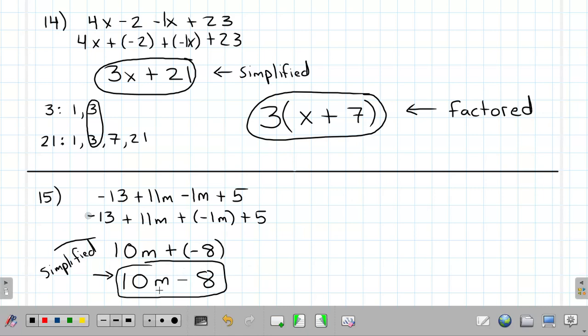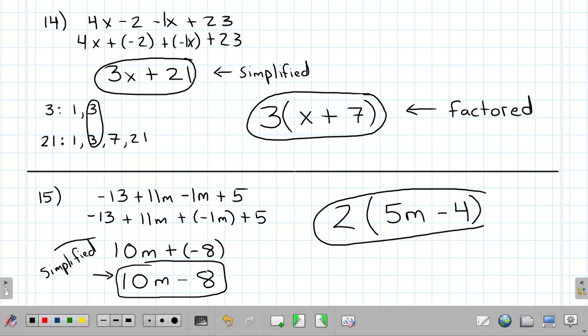Okay, now we come over and we factor. Well, in this case, you could sit there and write out all the factors and find that the greatest common factor is actually a 2. This is an even number, this is an even number. You can take out a 2, but that's it, because after you take out a 2 here, you'd have a 5, and take out a 2 here, you'd have a 4. 5 and 4 do not have a common factor other than 1. So the greatest common factor is 2. That's going to leave us with 5m minus 4. And that's our factored form.